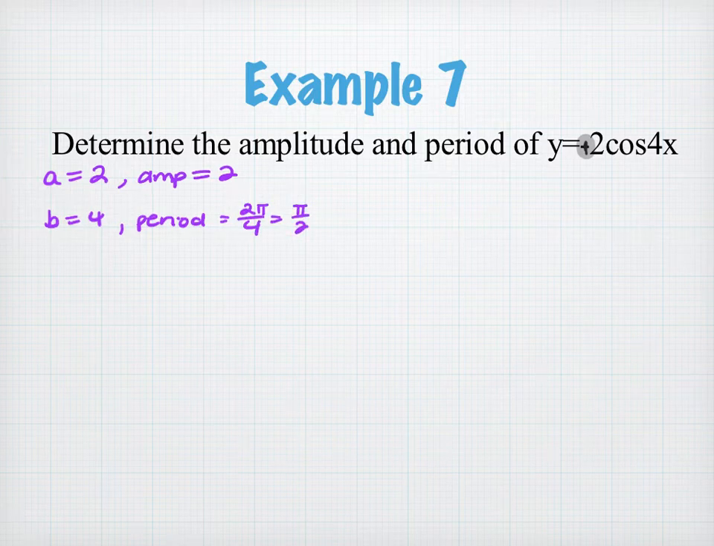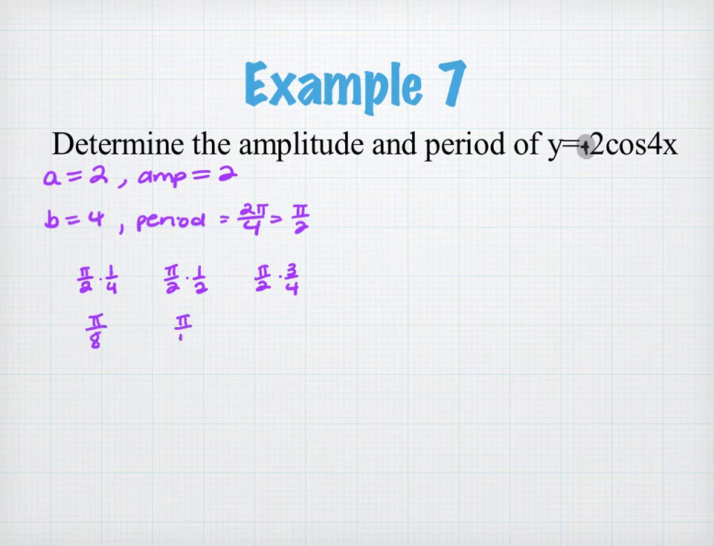Actually, let me move it over a little bit. Times a fourth, times a half, times 3/4, pi over 8, pi over 4, 3 pi over 8. First one is the 0, last one is the period, which is pi over 2. So this is really tiny. The entire curve is finishing between 0 and 2 pi.